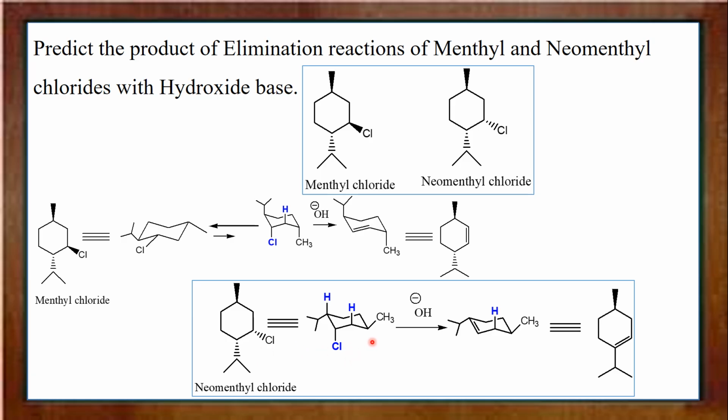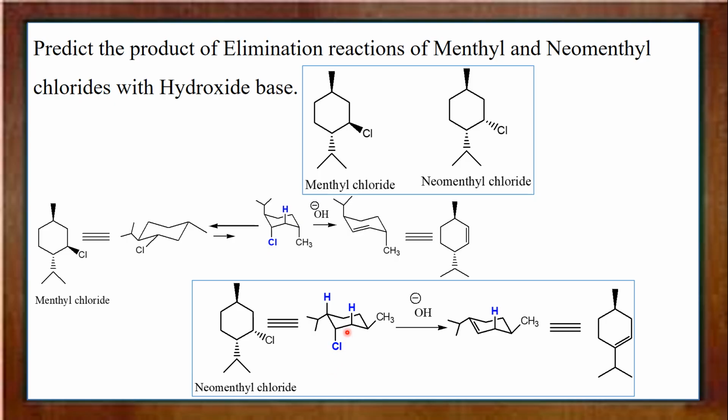So as I said earlier, you convert the cyclohexane hexagonal structure to the corresponding chair form, and then flip the ring in such a way that the eliminating group is oriented in the axial direction. It is already there in the axial direction. Now straight away add base. There are two beta hydrogens available for this chlorine to undergo elimination.